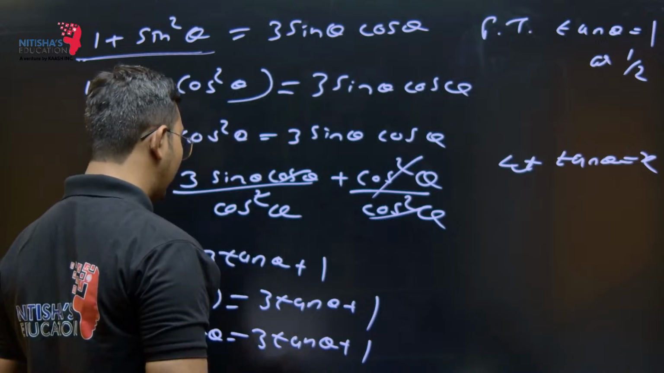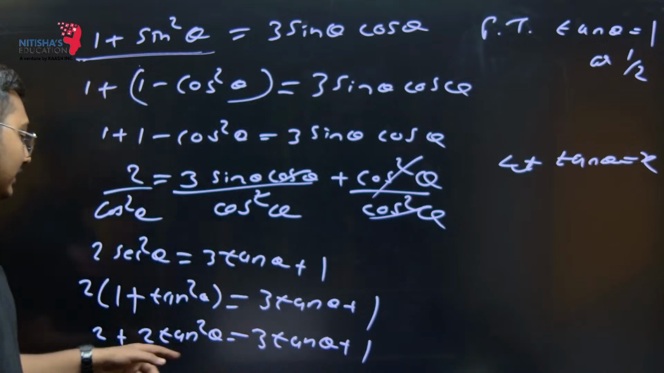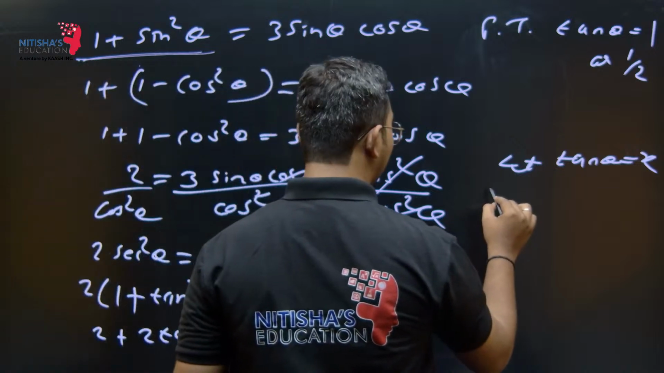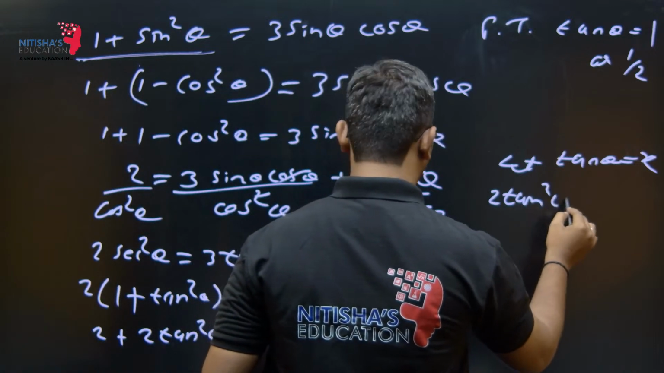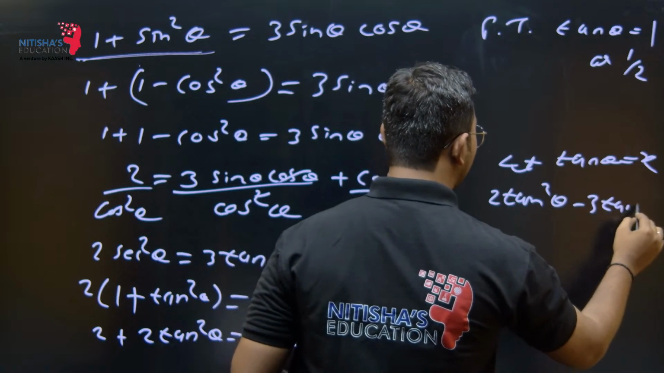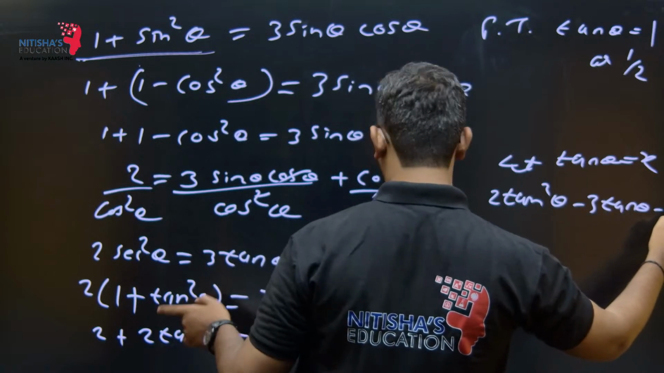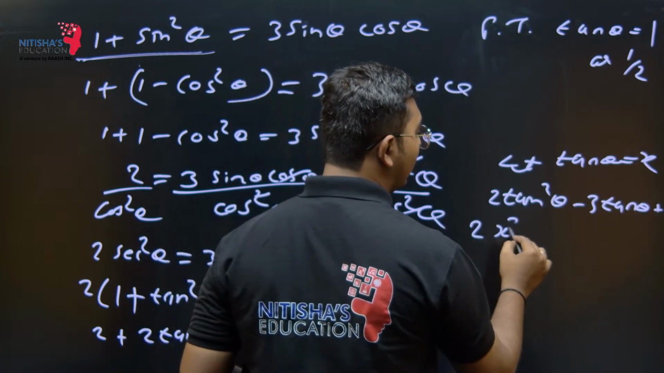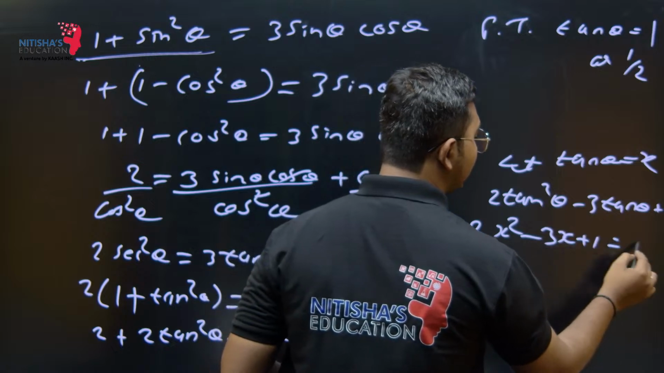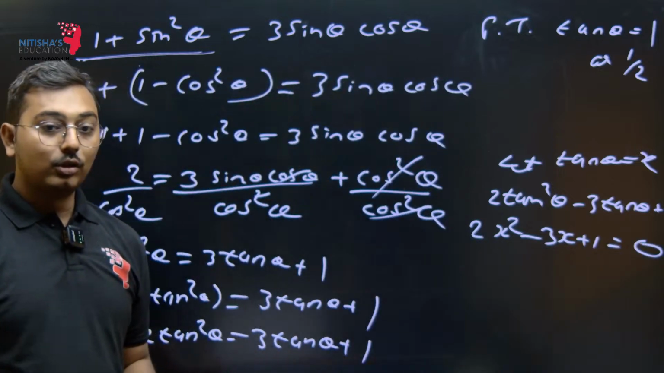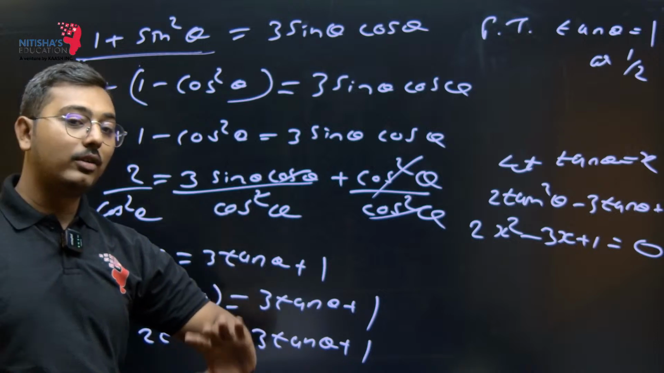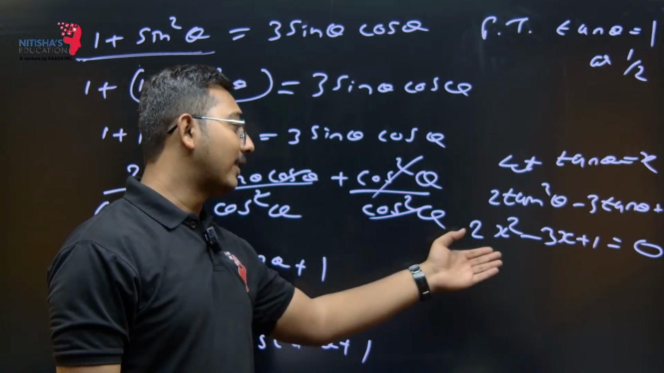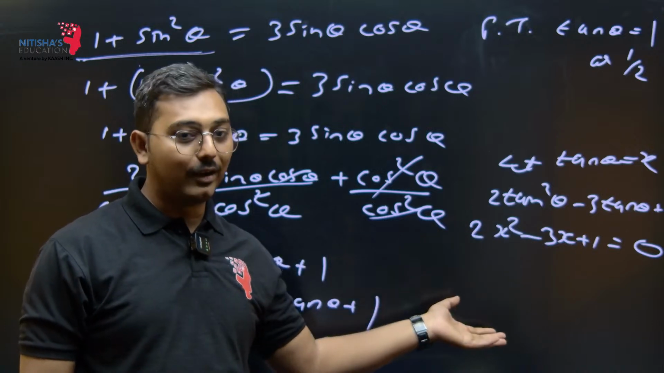So it will be converted into the form of, let us take 2 over this side, 1 over this side, and 3 tan theta over this side. So 2 times tan square theta minus 3 times tan theta plus 1 is equal to 0, which will be reduced to the form of 2 times x square minus 3x plus 1 is equal to 0. So actually this question is not about trigonometric ratios, it is about polynomials. Now 2x square minus 3x plus 1, you will be able to find the roots of this.